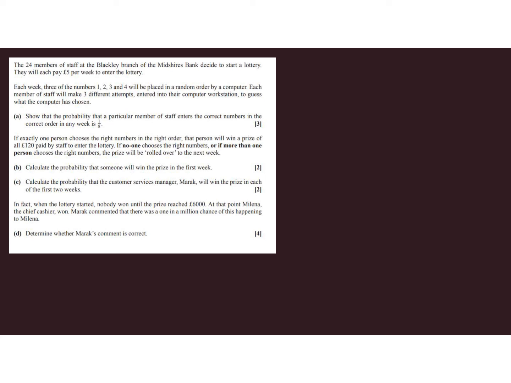Now, I'm going to start off by thinking about the number of possible sets that could come up in the lottery. So 3 of the numbers 1, 2, 3 and 4 are being placed in a random order. So this means we're thinking about permutations, not combinations, because the code 1, 2, 3 is different to 3, 2, 1. The total number of possibilities is 4P3. How many permutations of 3 items can be produced from a total of 4? And that's equal to 24.